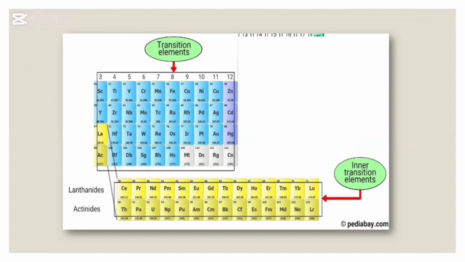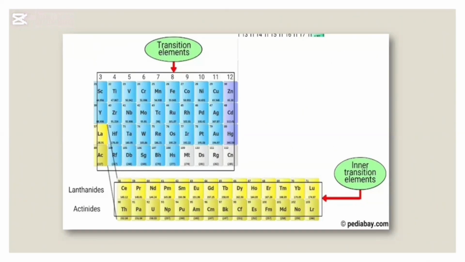Now let's talk about group B. Group B is found between group 2A and group 3A. The group B is also referred to as the d block. And the inner transition elements are found at the bottom of the table and are referred to as the f block.